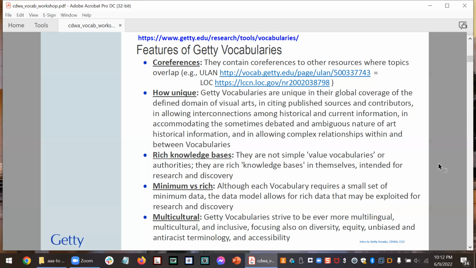Minimum versus rich data. Each vocabulary requires only a small set of minimum data for a contribution, but the data model allows for rich data that, if it is there, may be exploited for research and discovery. And the vocabularies are multicultural.